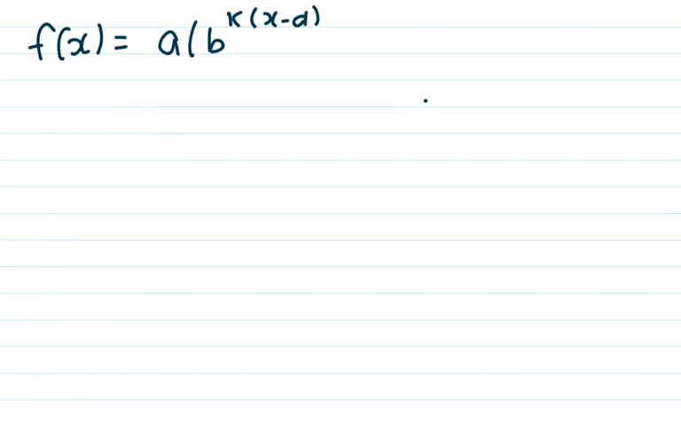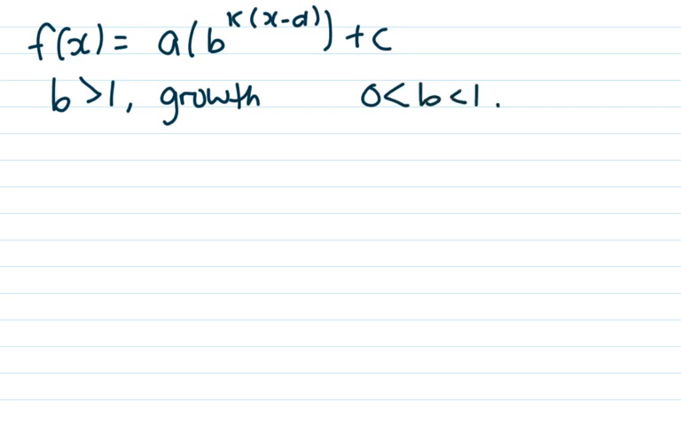All right, next page. Transforming exponential functions. So, transformations come in the form of f of x equals a times b to the power of k times x minus d plus c, where a, k, d, and c are the same a, k, d, and c that we've learned in the past. B is the base. If b is greater than 1, there's exponential growth. If b is between 0 and 1, there's exponential decay.